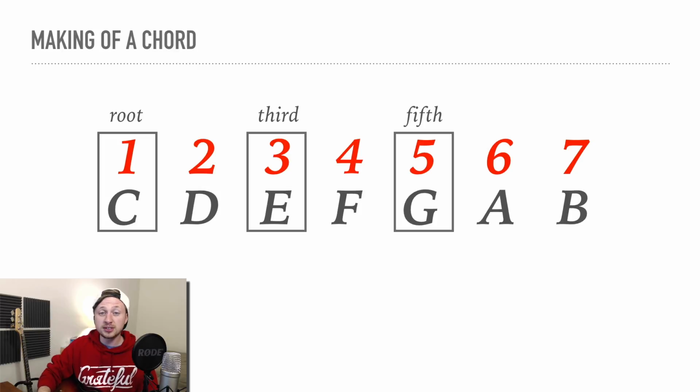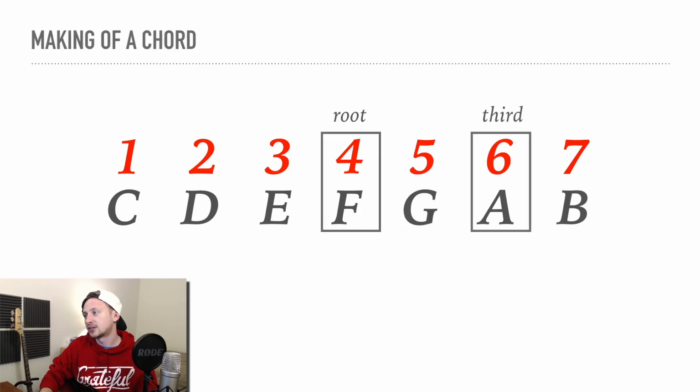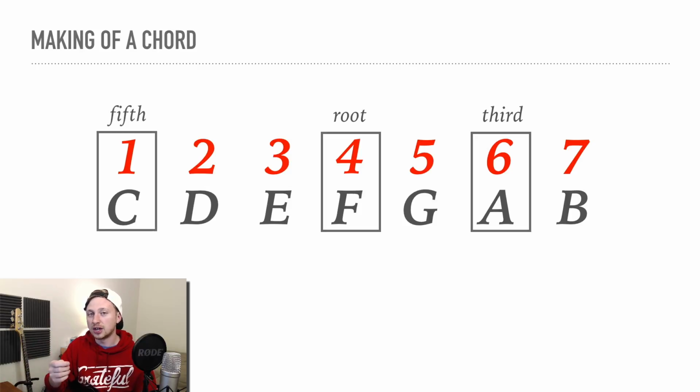All right, so let's build another chord, but let's start on a different scale degree. Let's start on scale degree 4. That means our root note is going to be F in this case. We're going to move up a third, and that gets us to scale degree 6. Then we move up a fifth and land on scale degree 1. So the notes we have now are F, A, and C, and when we play those together, we're playing an F major chord.